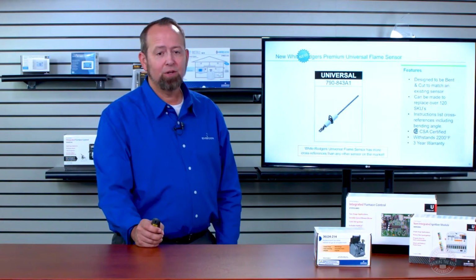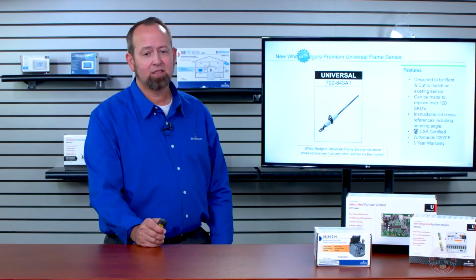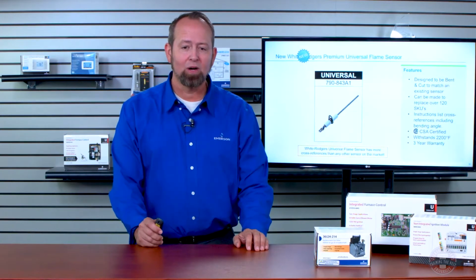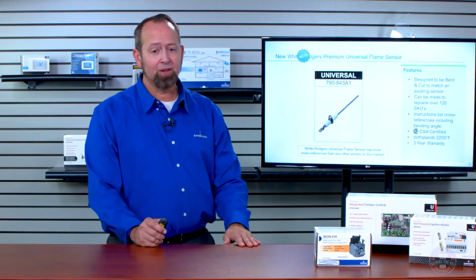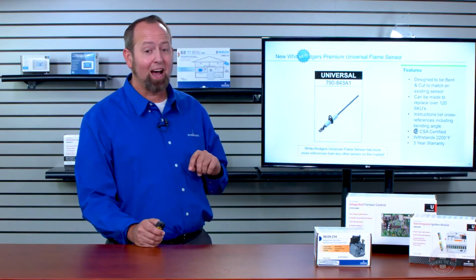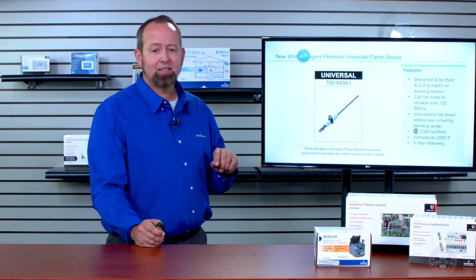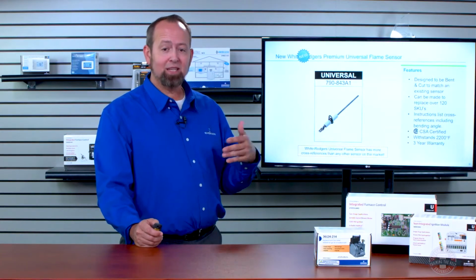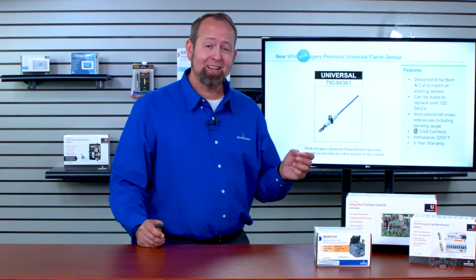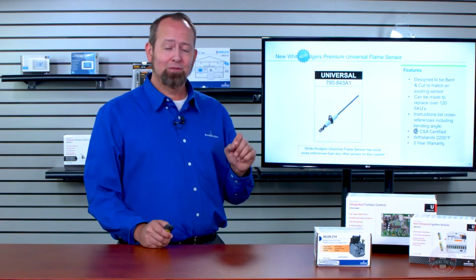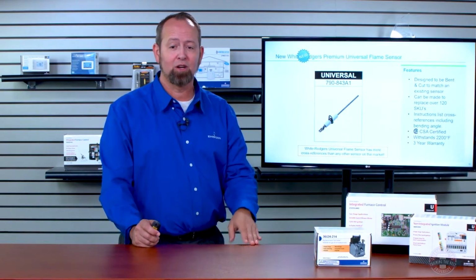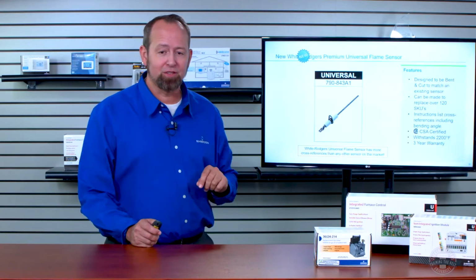This new premium universal sensor has a part number of 790-843A1. The features of our new flame sensor are, as I've mentioned, that it can be bent and cut. I'll go into more detail on how to do that in the next slide. It's made so that you can bend it and cut it to replace over 120 different SKUs. It's really exciting because it is our most universal flame sensor, and from what I understand, the most universal flame sensor on the market, covering so many different SKUs.